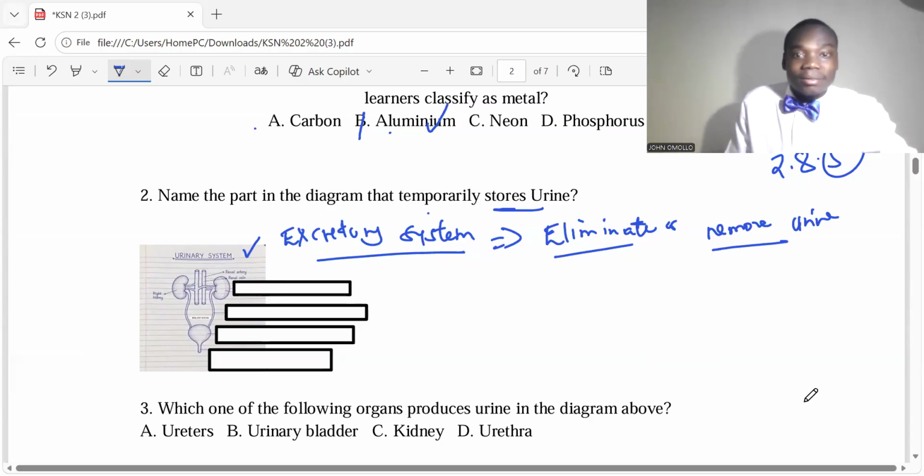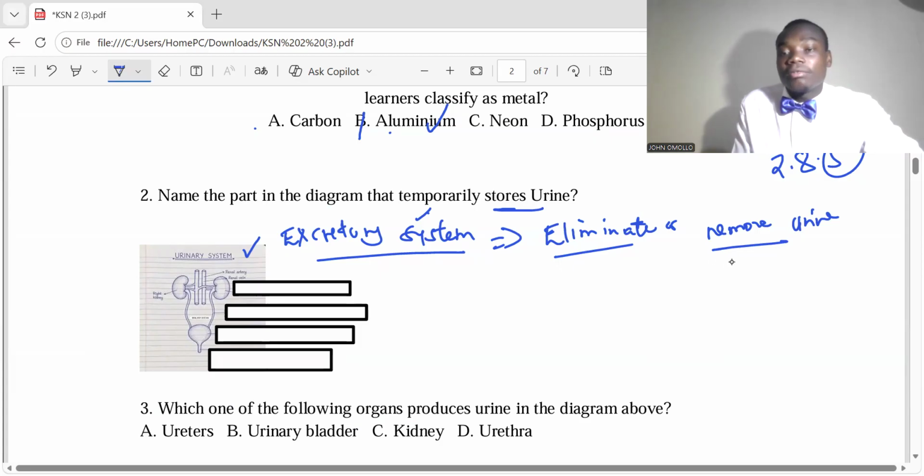Yes, so without power, I was saying that the urinary system is part of the excretory system, and to excrete simply means to eliminate or remove. And in this case, we are removing urine, so that is what the urinary system is all about, the excretion or elimination or removal of urine. Now, the part that temporarily stores urine. So let's see this part here that is shown here. This is the kidney.